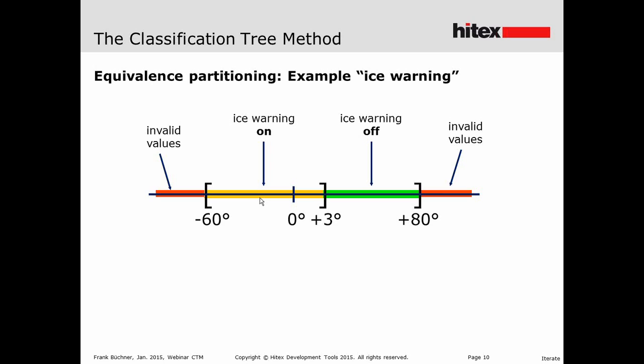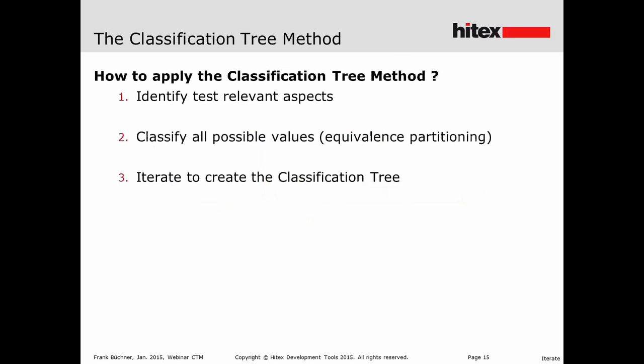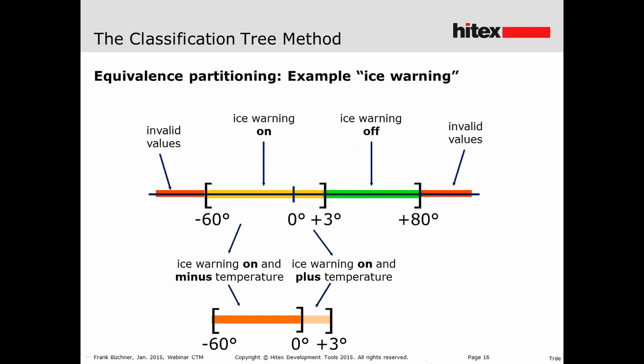And if you are not really satisfied with your equivalence partitioning, you are able to iterate this equivalence partitioning, which I have done in the following step, and what you will see on the following page. I have divided the yellow class into two other classes. One class where the ice warning is on at minus temperatures, which is depicted here, and the other class where the ice warning is on at plus temperatures. This iteration guarantees that I will have test cases later from each of these classes, so I will be sure that I will test my ice warning implementation at minus temperatures.